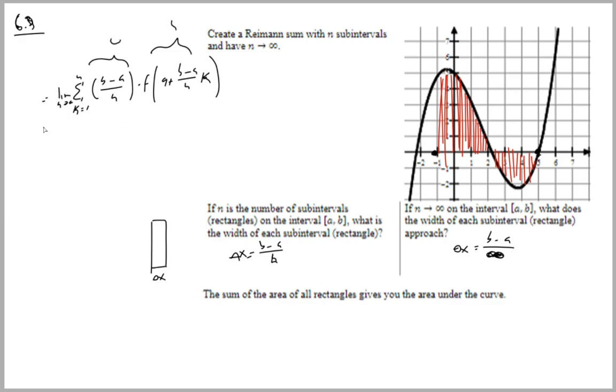Now another way to write this is the integral from a to b of f of x dx. These two mean the same thing. It's just a simplified way, and we'll learn more about it. But this is basically how to use summation notation, Riemann sums, and definite integral notation, the basics of it.